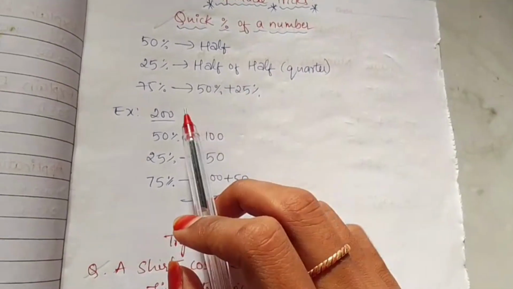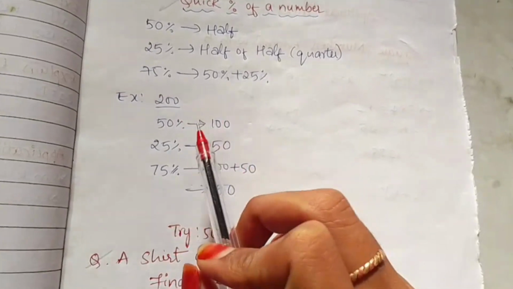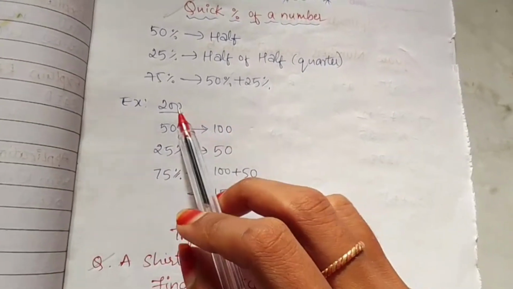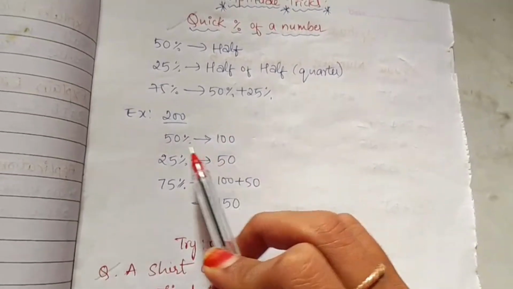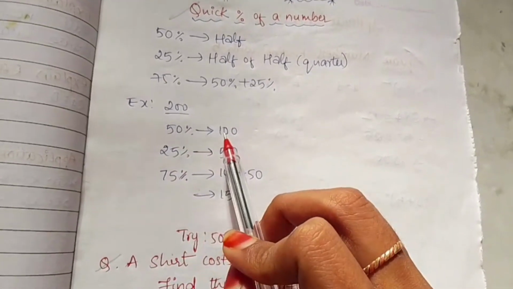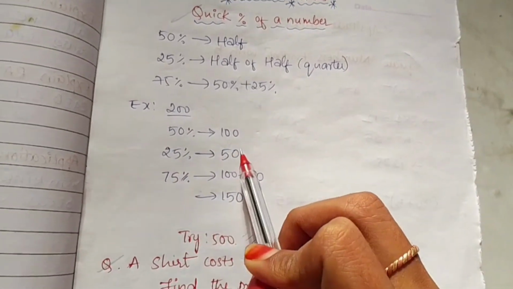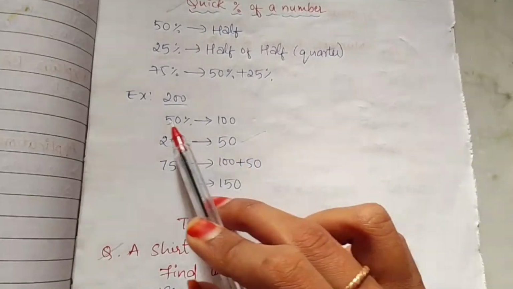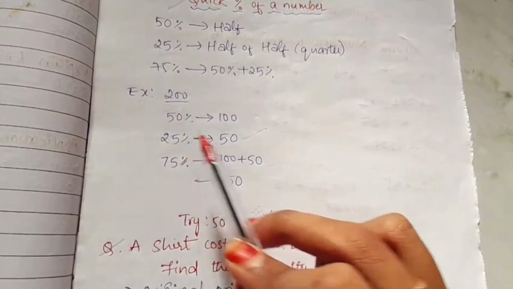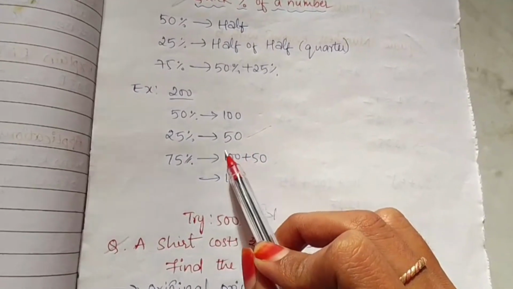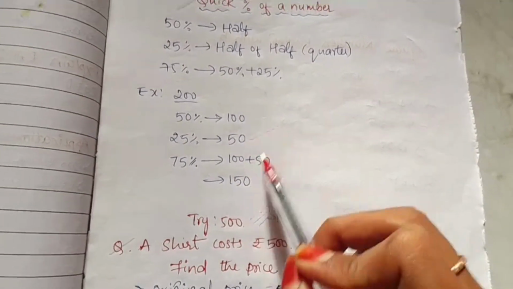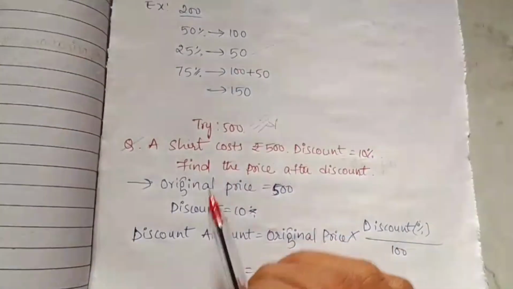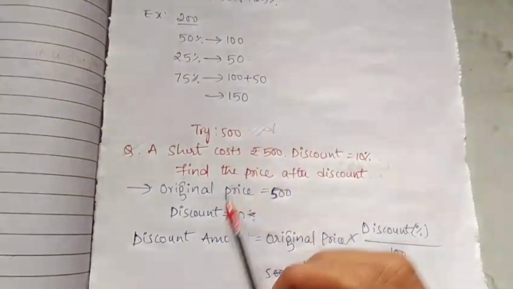For example, let us find for 200. 50% means 100, half of that 200. And 25% means half of that 50%, that is 50. If I want to calculate the 75%, that is 50% plus 25%, which means 100 plus 50. I will get 150. Very simple, right? Try with the 500 also.